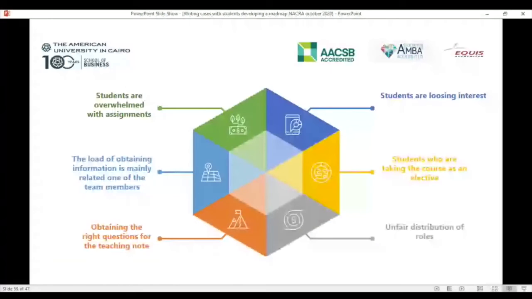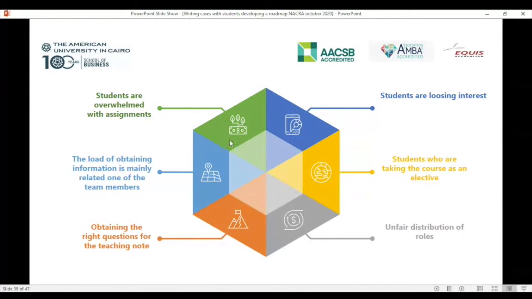Also, unfair distribution of roles among the team members who are writing the case. Another thing is obtaining the right questions for the teaching notes. And this represents a very important challenge because students must be masters at developing questions, not only answers. Also, the load of obtaining information is mainly related to one of the team members, which represents a problem as well. Students are also sometimes overwhelmed with assignments.